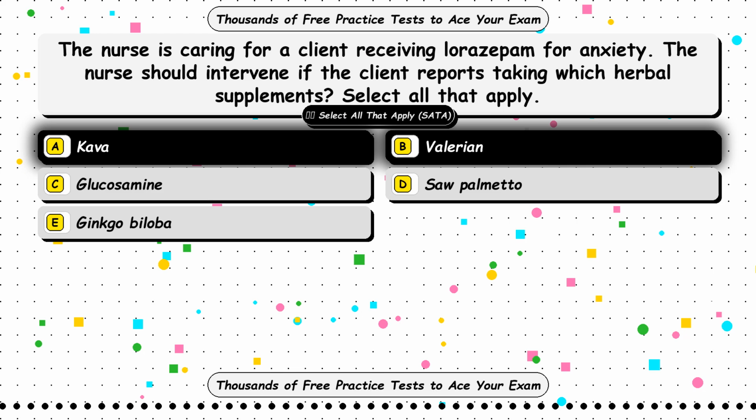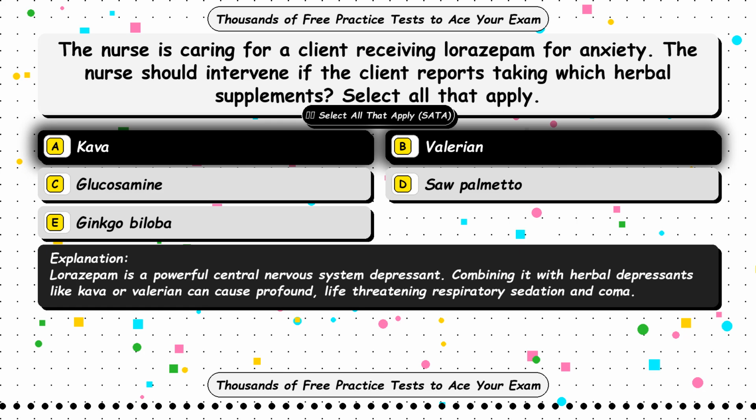The correct answers are options A and B, Kava, Valerian. Lorazepam is a powerful central nervous system depressant. Combining it with herbal depressants like Kava or Valerian can cause profound, life-threatening respiratory sedation and coma.